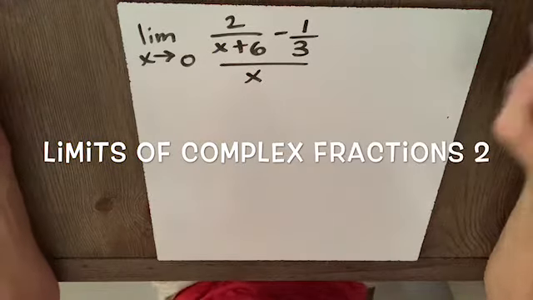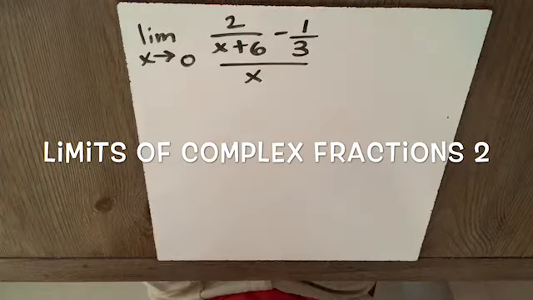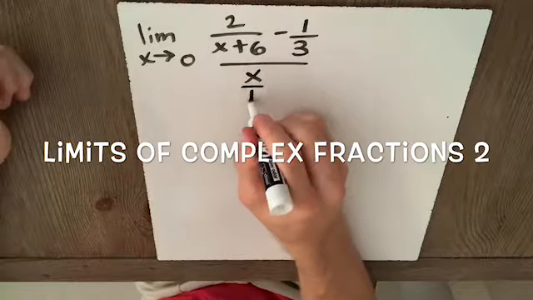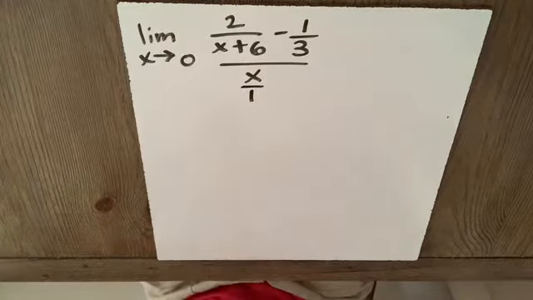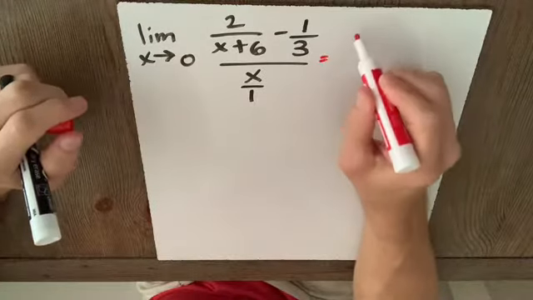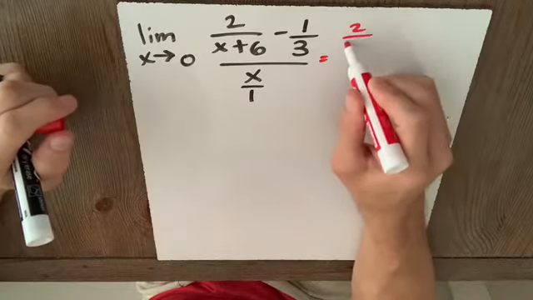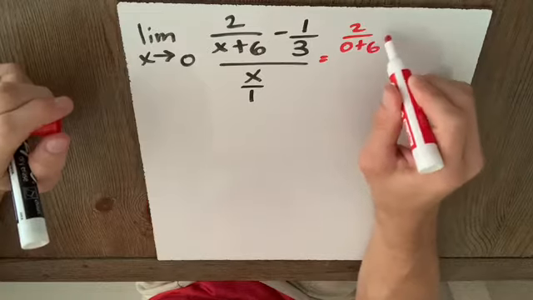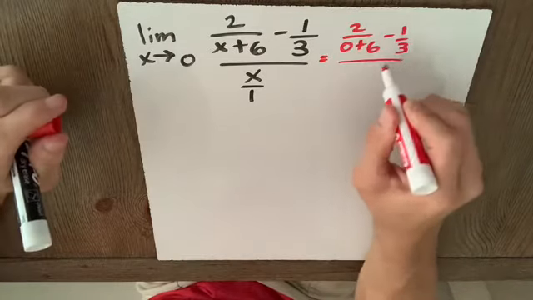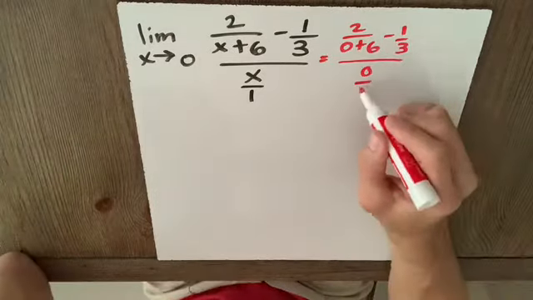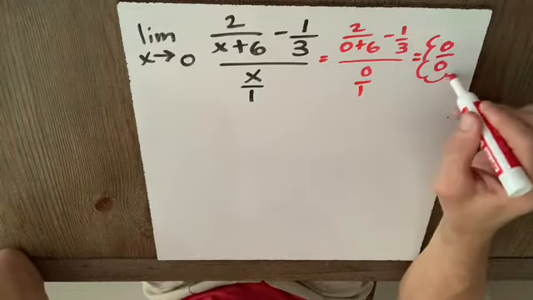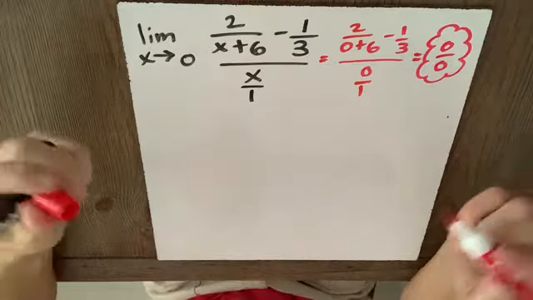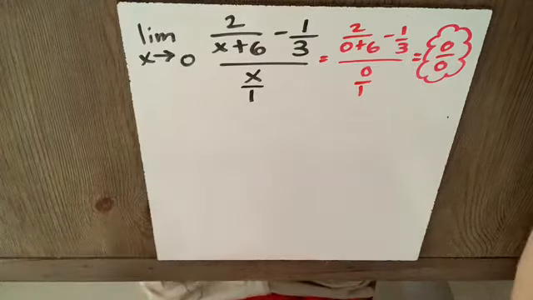When I'm taking a limit of a complex fraction. Why do I call this a complex fraction? Because I can put this over 1. When I do that and I put in my 0, I get 2 over 0 plus 6 minus 1/3 over 0 over 1, which simplifies to 0 over 0. Remember, we call that an indeterminate form, so I better have a plan B.